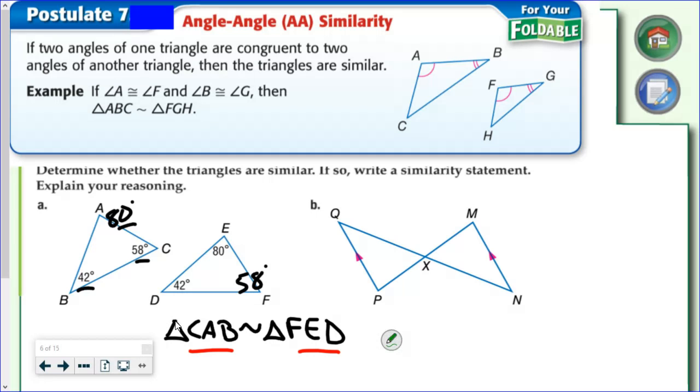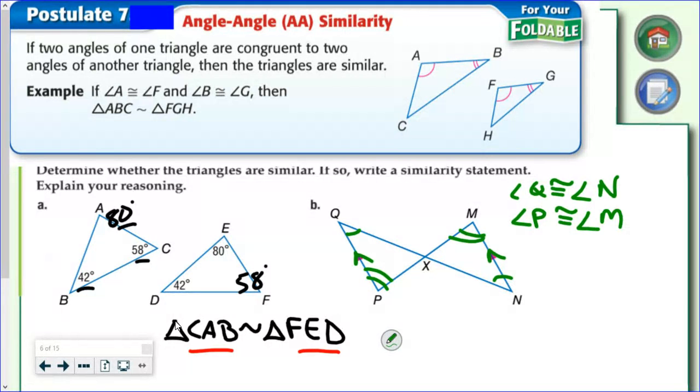Now this one, because these are parallel, I know these angles are congruent and these angles are congruent. That's just something I wanted to point out. So we could say angle Q is congruent to angle N. Angle P is congruent to angle M. And I know we have our vertical angles here. This time, because we don't know which angle X, we would have to say angle QXP is congruent to angle NXM.